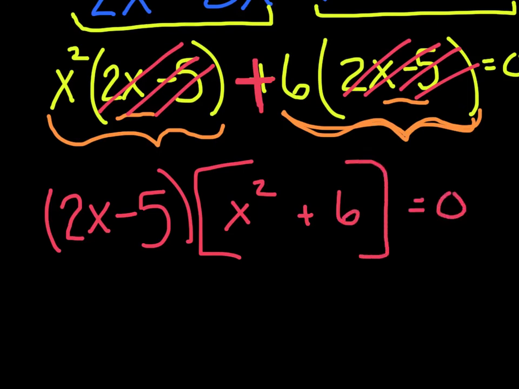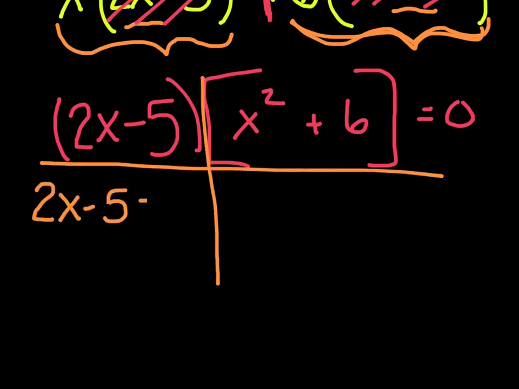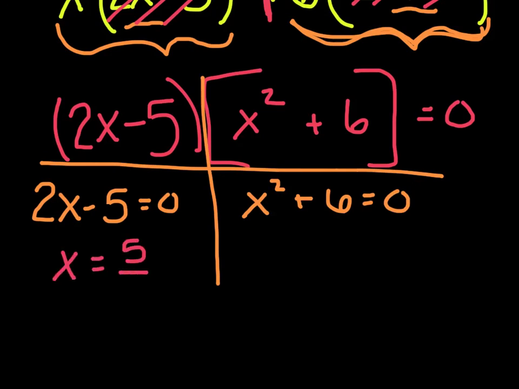All right, now don't forget, let's tee it up. Set each side equal to 0. And x squared plus 6 equals 0. All right, let's solve for x. I'm going to add my 5 over and divide by 2, so I get x equals 5 halves. Now on this side, watch out, I get x squared equals negative 6.